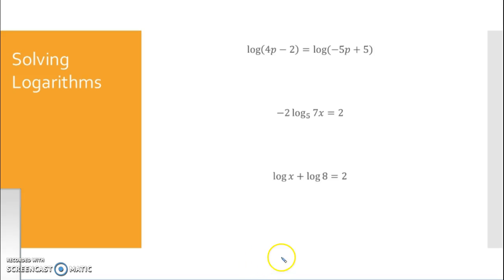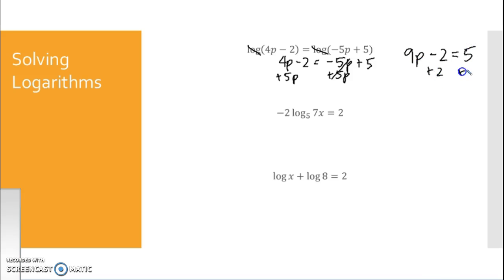Okay, solving logarithms, we use all different types of properties. Alright, so for this first one, I have the log of something equals the log of something. Because it's both log base 10, I don't need the logs. So we get 4p minus 2 equals negative 5p plus 5. And I need to get my p's on the same side, so I'm going to add 5p. So we get 9p minus 2 equals 5. Add the 2 over. 9p equals 7. And divide by 9. Can't divide it, so I'm going to leave it as 7 over 9.